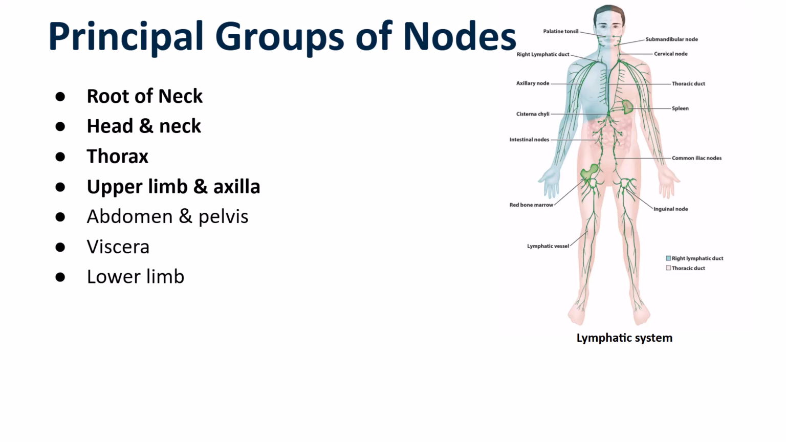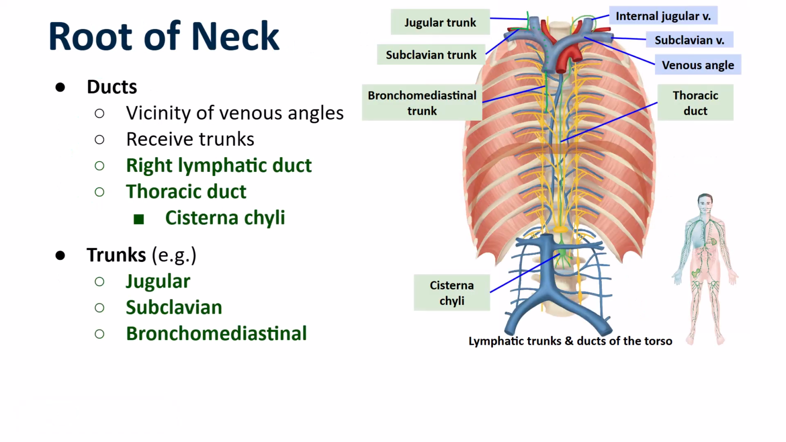So let's take a gander at some of the principal groups of nodes. And in particular, of this video, we'll focus on the root of the neck, the head and neck, nodes of the thorax, as well as the upper limb and axilla. So let's begin with the root of the neck, which for the flow of lymph is the end of the story. But I think that it's very helpful to understand this so that we can see the great pattern of drainage.